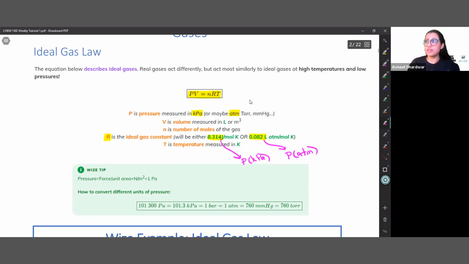V is just your volume, that's in liters, and n is your number of moles. And then finally, temperature is always going to be in Kelvin. You'll see that a lot in chemistry. So if you are given a temperature in degrees Celsius, you know that we have to add 273, and that's going to give you a temperature in Kelvin.